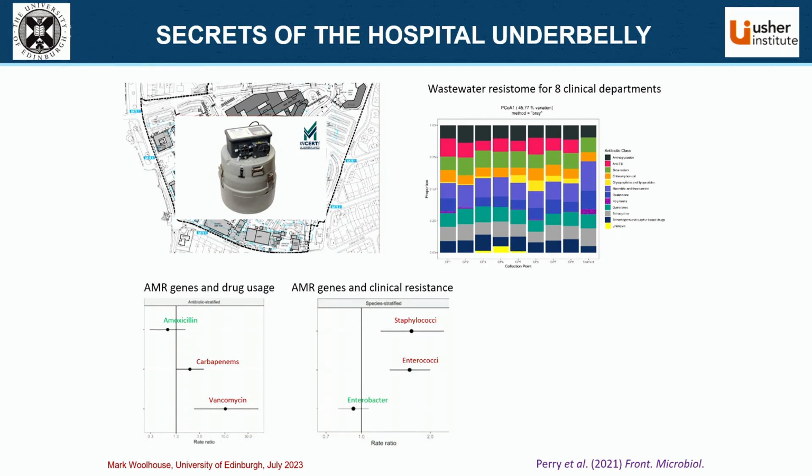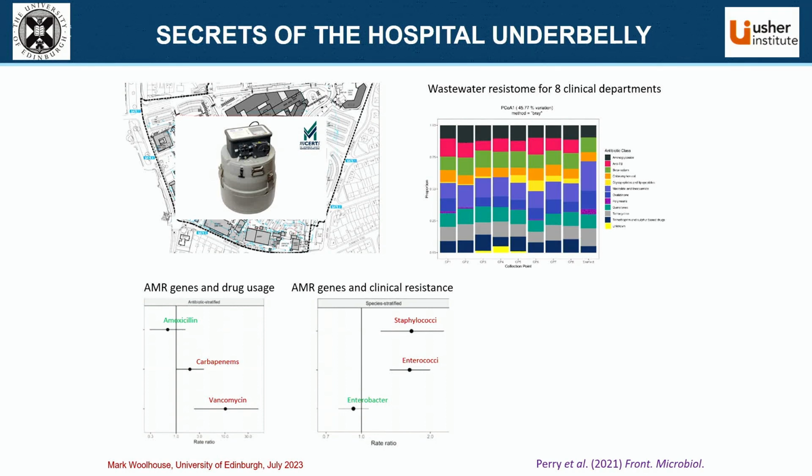One of the analyses that Megan and her colleagues showed was that there was a relationship between the abundance of AMR genes in the samples and the usage of drugs in the departments. You'd expect that, but you're able to see it. And this is particularly strong for carbapenems and vancomycin, less strong for amoxicillin.